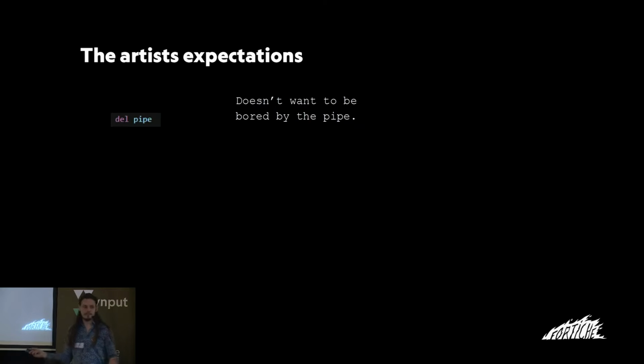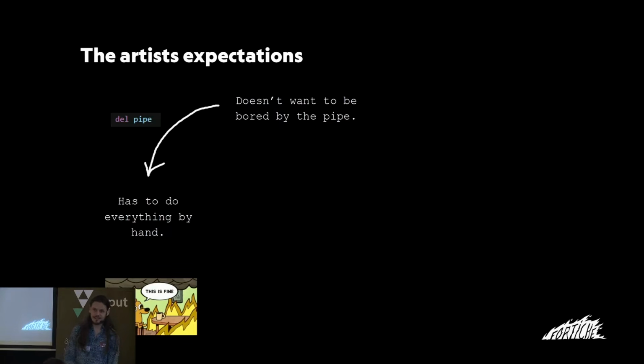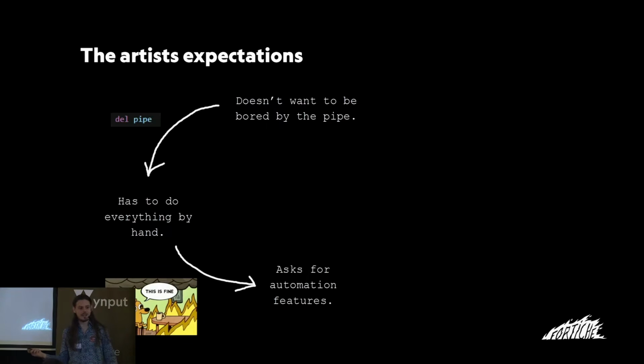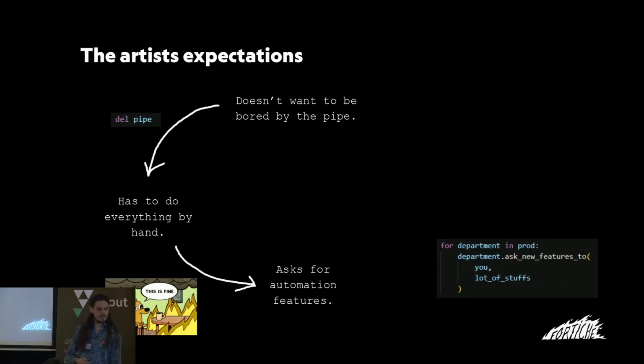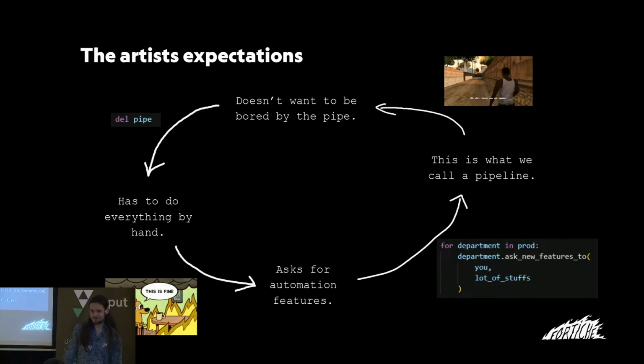So, okay, let's remove the pipeline. Why not? If we do that, of course, he has to do everything by hand. And after a few moments, it will probably look like that. So, of course, he will ask for automation features, and again and again and again, a lot of them. And if we do that for every department in the entire production, what we get at the end is exactly what we call a pipeline. So here we go again. This is the story of our life.